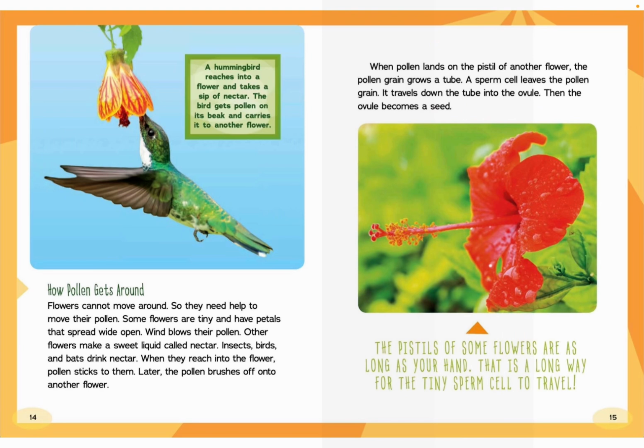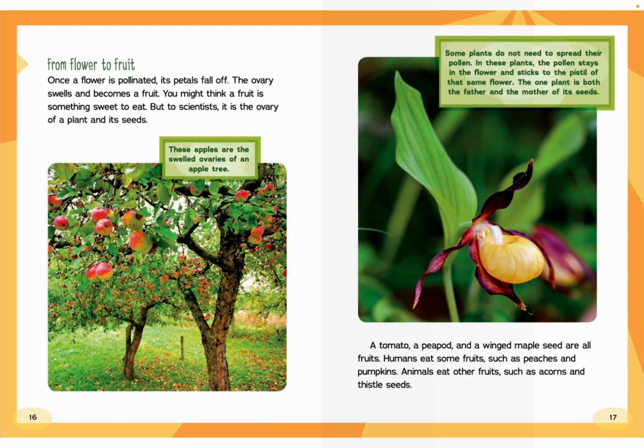When pollen lands on the pistil of another flower, the pollen grain grows a tube. A sperm cell leaves the pollen grain. It travels down the tube into the ovule. The ovule becomes a seed. Once a flower is pollinated, its petals fall off. The ovary swells and becomes a fruit.